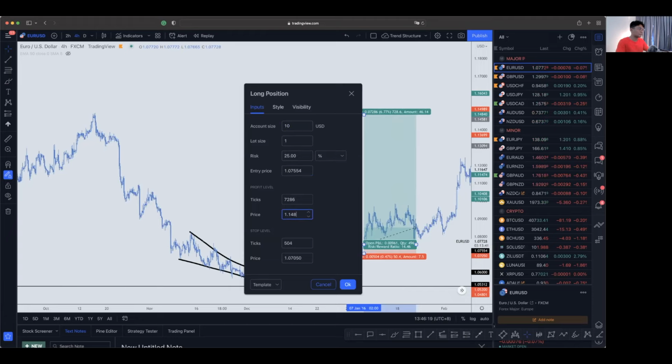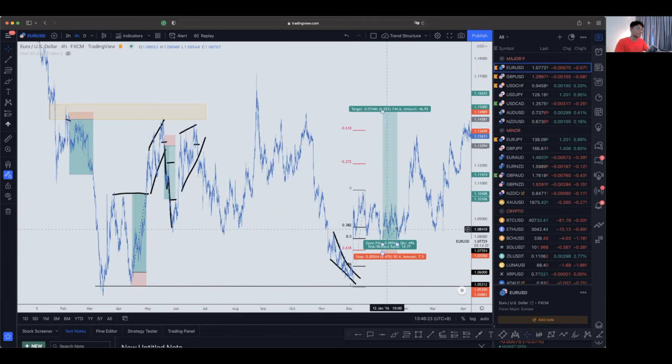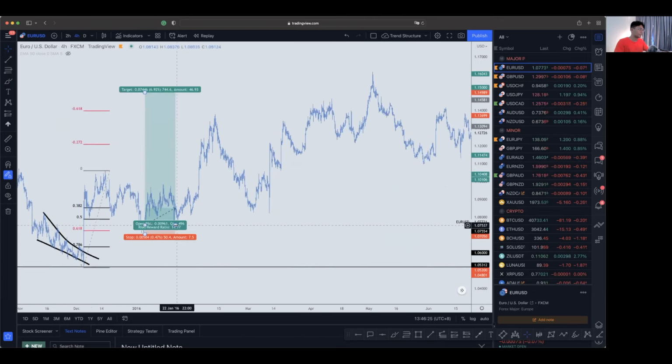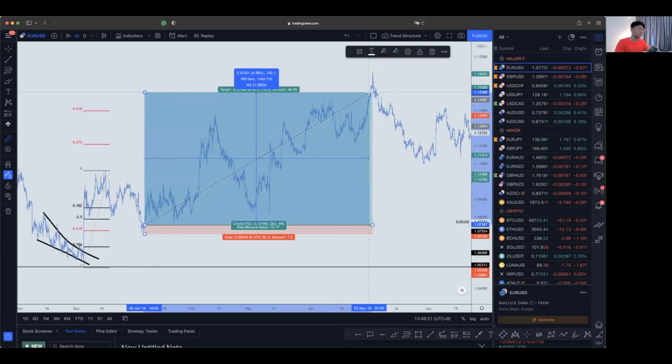Okay, 115. All right, and do we get filled? I believe so. Yep, we got filled. And what happened? How long did it take? This is a 1 to 14 risk reward ratio, and it took the price 116 days to fill the target. All right, it takes a very long time for the price to go there.